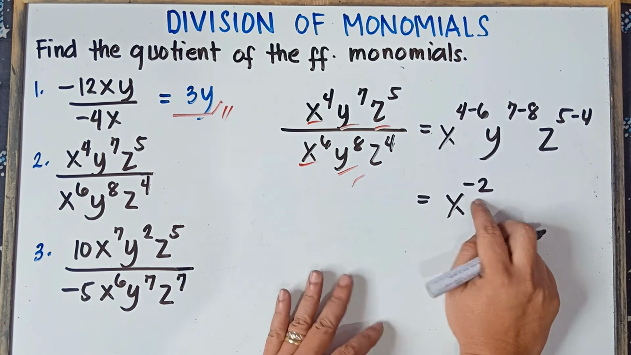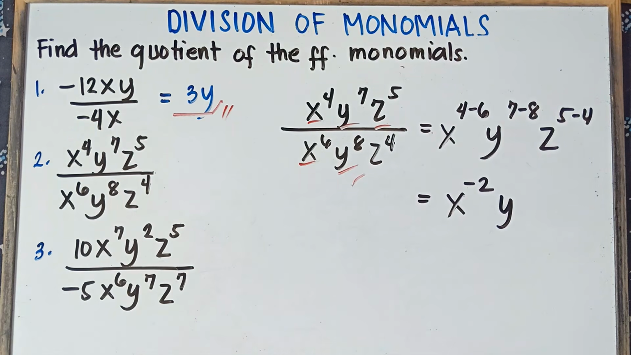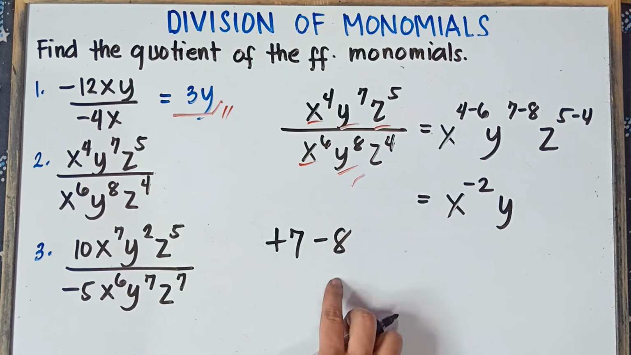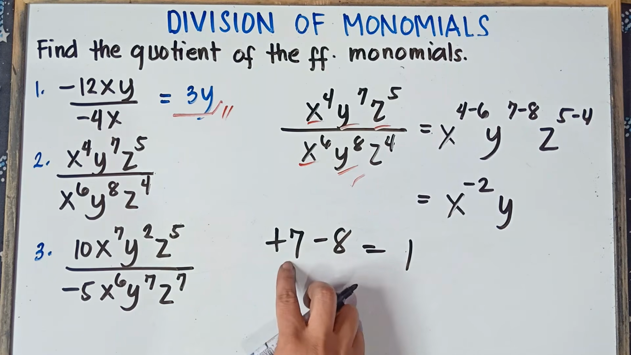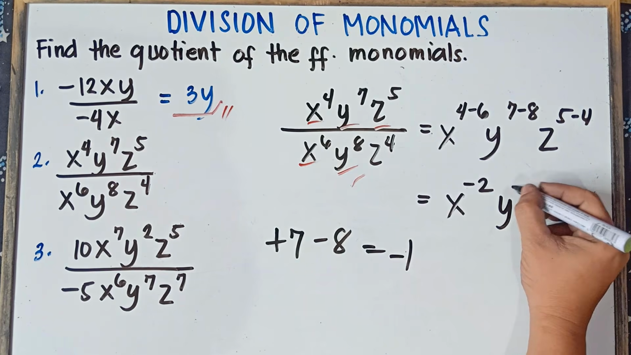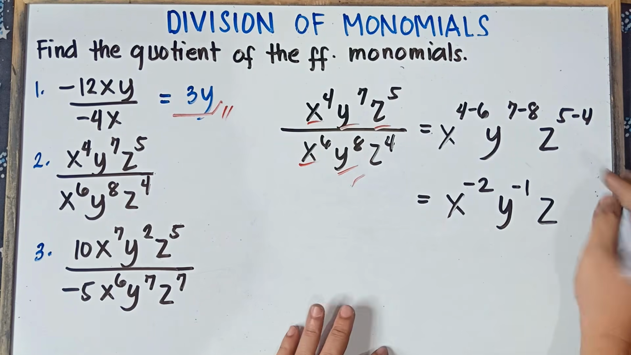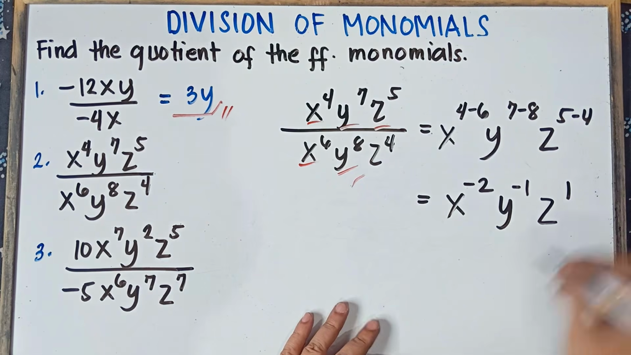So negative 2, copy y, and then 7 minus 8. What's the answer, class? 7 minus 8. So positive 7 and then negative 8, unlike signs, subtract. 8 minus 7 is 1. Now 8 is greater than 7, we copy the sign of 8. That would be negative 1. So this is negative 1 for the exponent of y. And then z, 5 minus 4. What's the answer, class? That's correct. That would be positive 1.